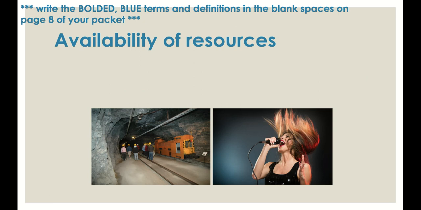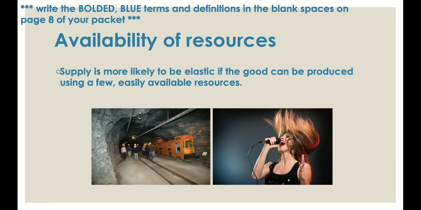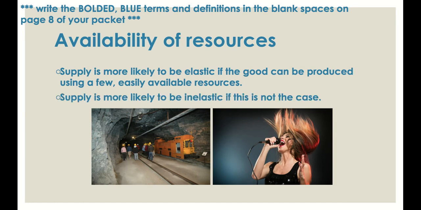All right. Next up is availability of resources. So supply is more likely to be elastic if the good can be produced using a few easily available resources. Supply is more likely to be inelastic if this is not the case. So let's consider human resources, right? So on the left, this mining company can hire relatively unskilled workers, right? So people who go to work there don't need a lot of training. They don't have a lot of special skills, right? So if you need to increase production, you need a lot more miners, you can go and easily hire those people.